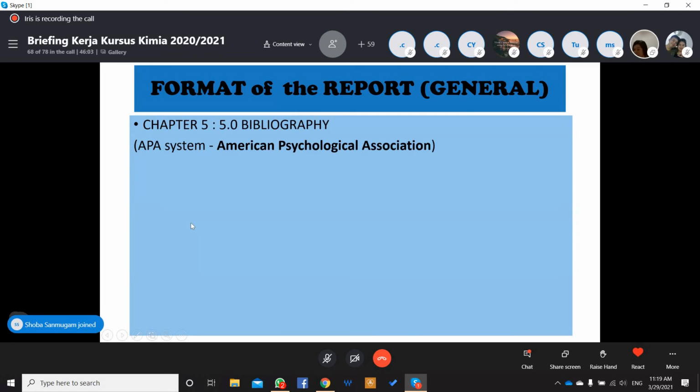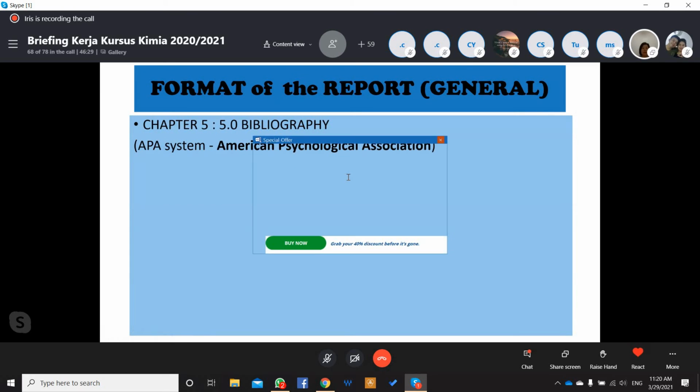Bibliography, we are using the APA system. APA means American Psychological Association. When you write your format for bibliography, if you don't know what the APA system is, you can search on the net, then you know how to write it. What to write first, writer first or title first or publisher first, how do you write it?